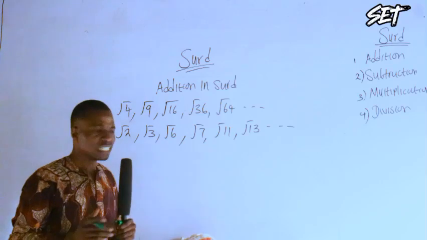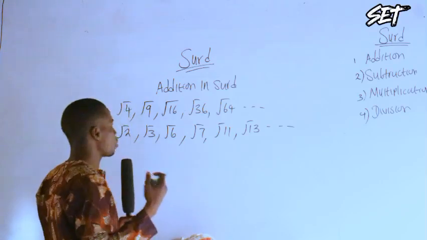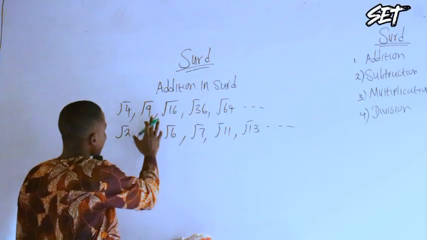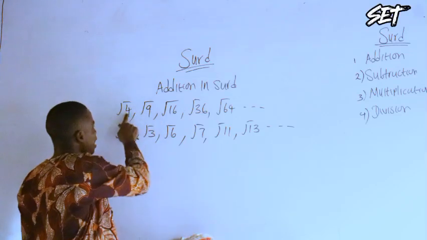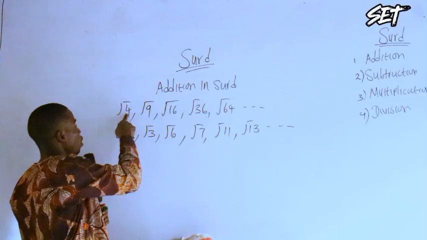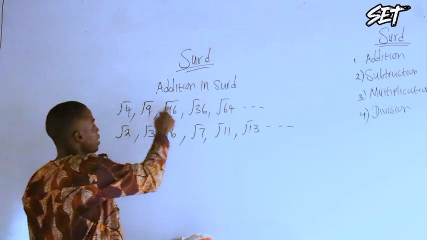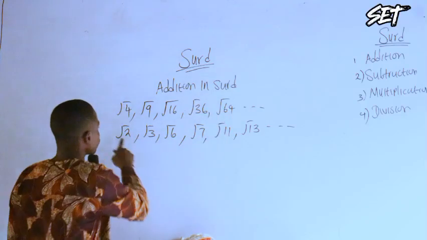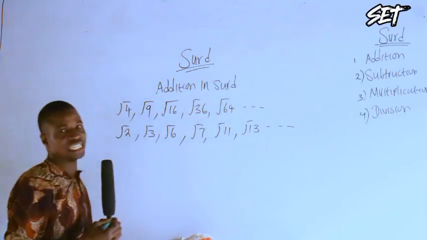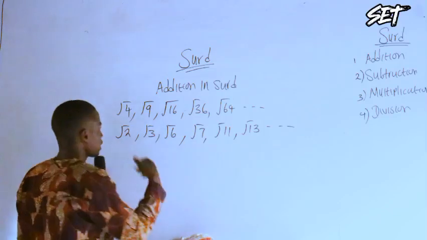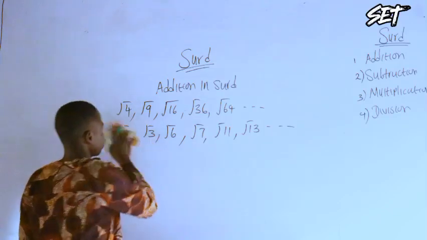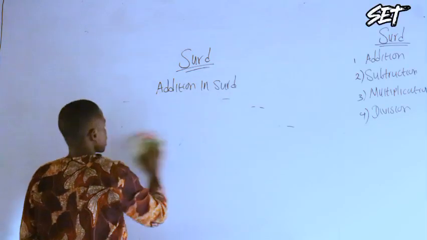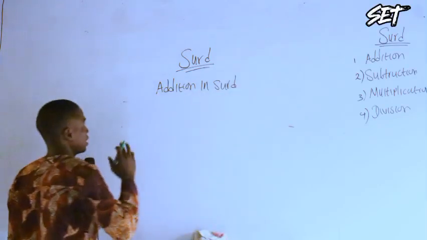Now, there are some SURDs that they will give us. You have to understand the word rational number. What is the answer of this one? This one is 2. This one is 3, 4, 6. This one is 8. But this one will give you a decimal when you are getting the root. Now, let us look at it one after the other. I want you to understand the SURD.